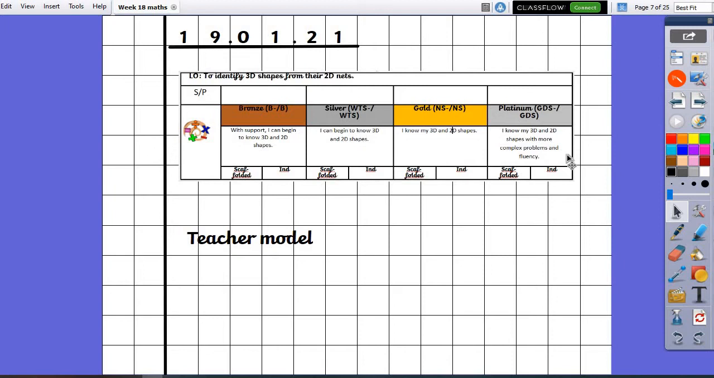So moving on from yesterday, from really looking at our 2D shapes to moving to our 3D shapes again. But now we're looking at our nets, okay? So thinking what a net is of a shape, okay?